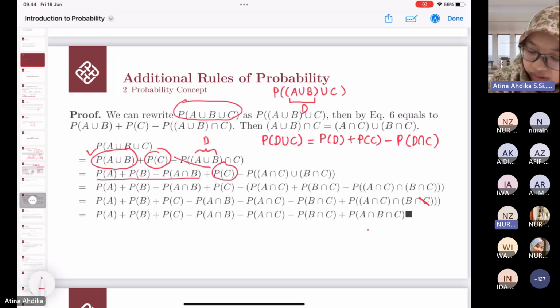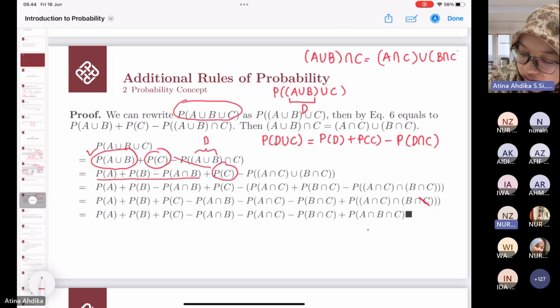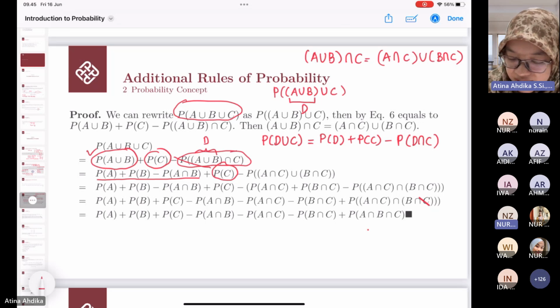And then we have that the union between A and B intersected with C will be the intersection between A and C, unified with the intersection between B and C. So this is the distributive rule in set theory. I think you have obtained it in senior high school. So we extend the probability of the intersection between D and C here to become like this.